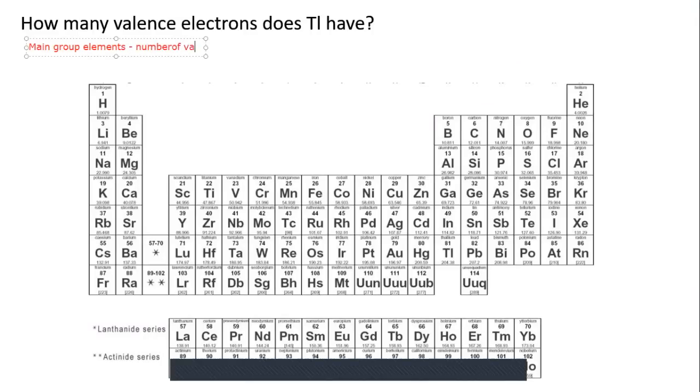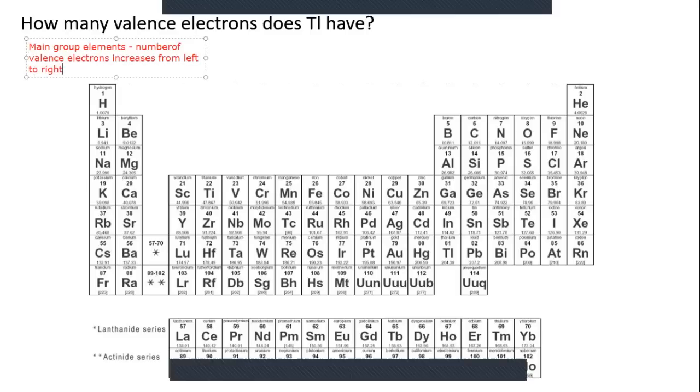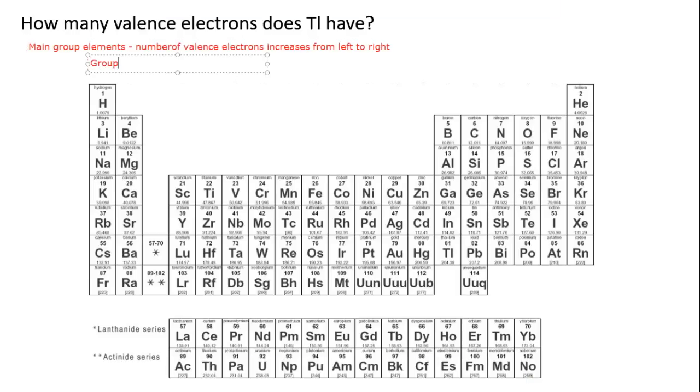Number of valence electrons increase from left to right. So as you go from left to right on the periodic table, when you're talking about main group elements, the number of valence electrons increases. And so the group number identifies the number of valence electrons.